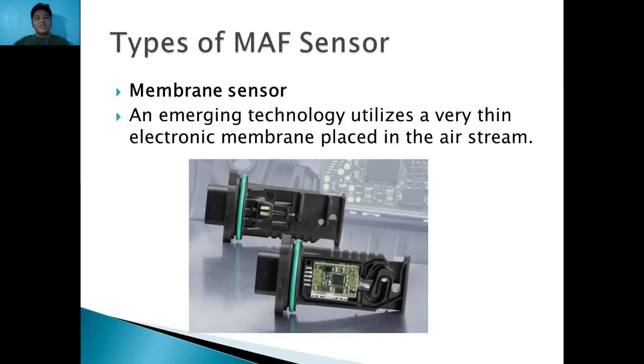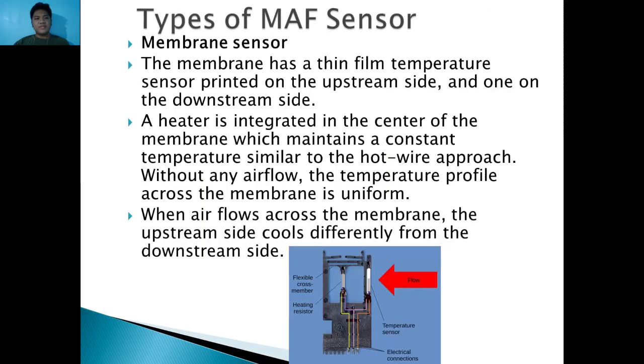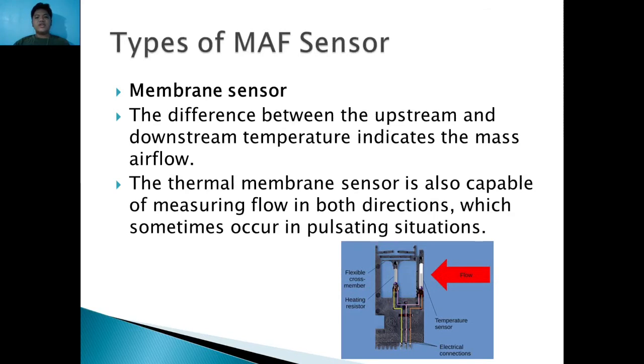Next, membrane sensor. An emerging technology utilizes a very thin electronic membrane placed in the air stream. The membrane has a thin film temperature sensor printed on the upstream side and one on the downstream side. A heater is integrated in the center of the membrane, which maintains a constant temperature similar to a hot wire approach. Without any airflow, the temperature profile across the membrane is uniform. When air flows across the membrane, the upstream side cools differently from the downstream side. The difference between the upstream and the downstream temperature indicates the mass airflow.